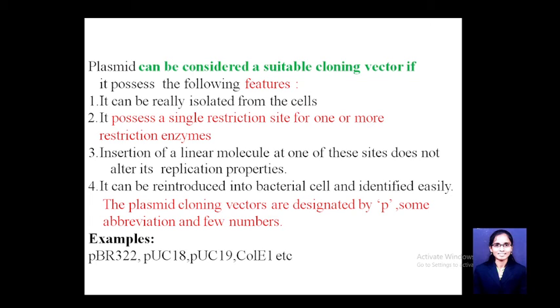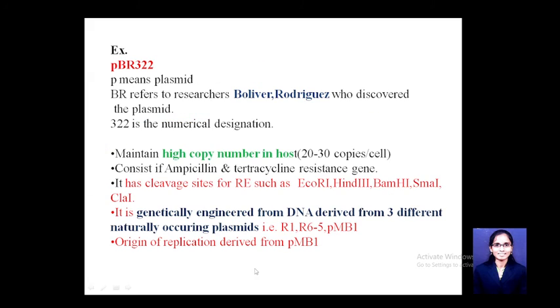These are the examples which are prepared by scientists in the laboratory. All these are artificial plasmids. Let us see one of the artificial plasmids, that is pBR322. Here, the small p is for plasmid. The capital B and capital R refer to the researchers who discovered or prepared this plasmid, that is Bolivar and Rodriguez. B for Bolivar, R for Rodriguez. And 322 is a numerical designation.